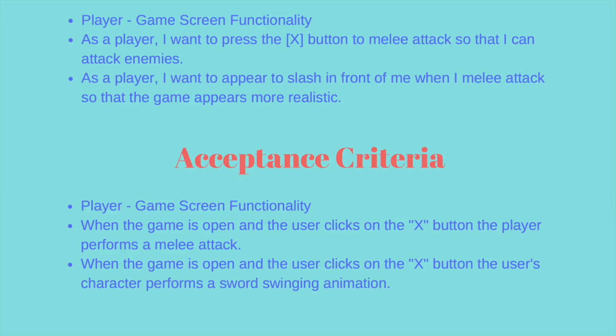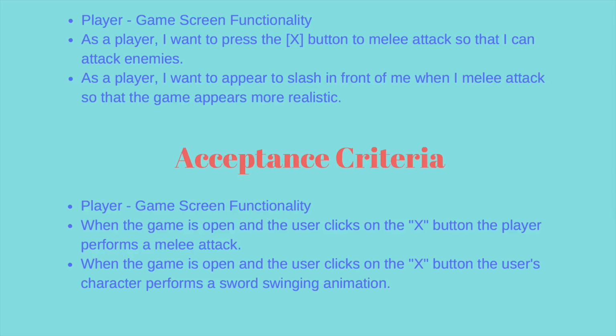Hello, my name is Tyrell Tachibana, and I'm going to be going over the user stories and the acceptance criteria for my second sprint. Now, for my user stories under game screen functionality, as a player, I would want to press the X button to melee attack so that I can attack enemies. And as a player, I want to appear to slash in front of me when I melee attack so that the game appears more realistic.